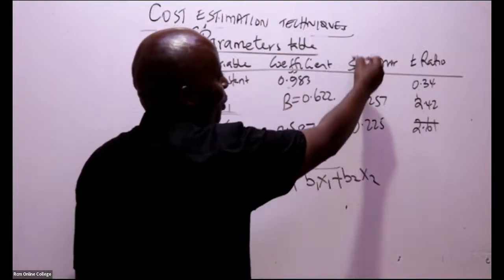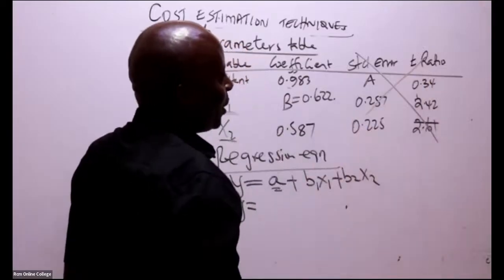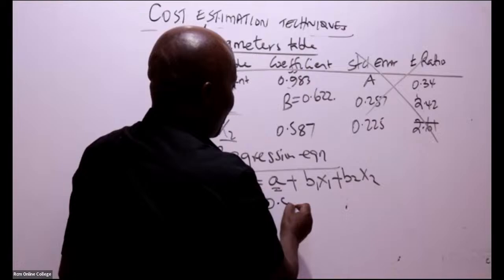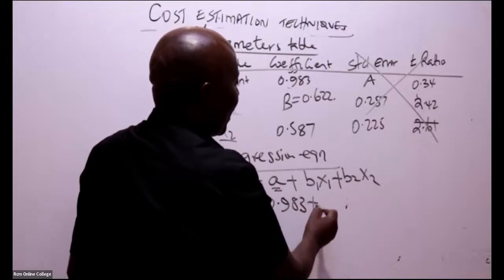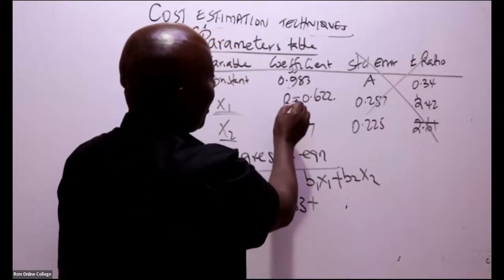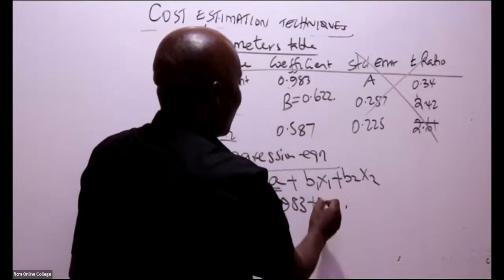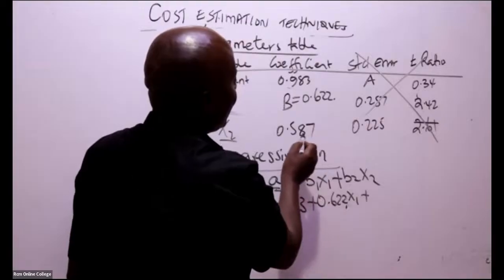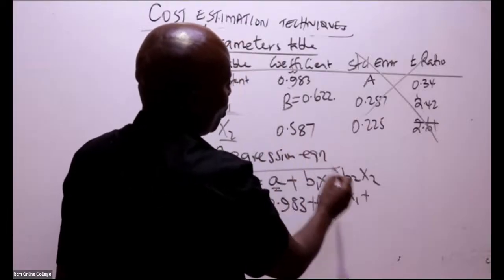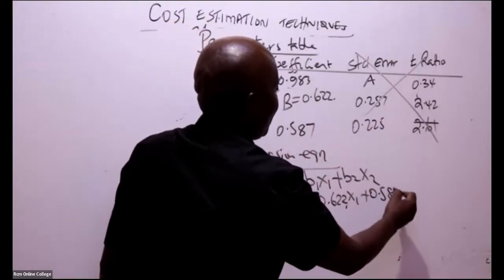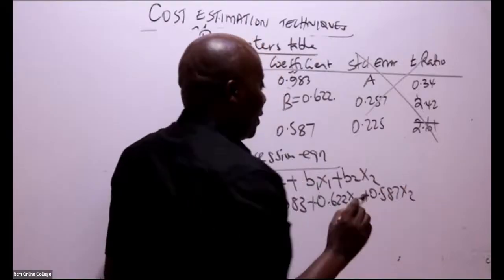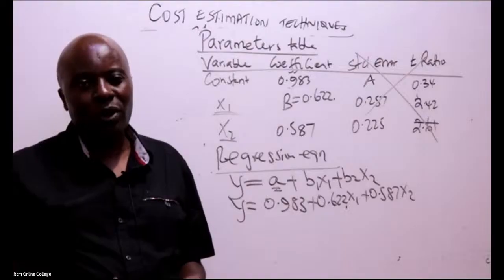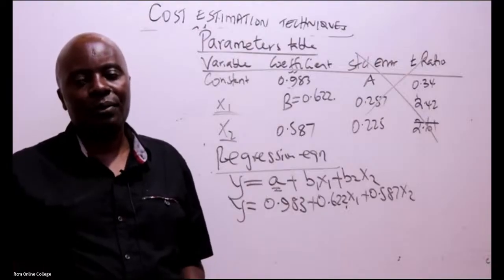Now remember, these 2 are irrelevant in terms of equation formation. We are only looking at these parameters. So the constant is 0.983, plus the coefficient of X1, which is this one here, 0.622 X1, plus the coefficient of X2, which is 0.587 X2. This question came last semester, and most of you were not even able to answer it. It was a straightforward question.